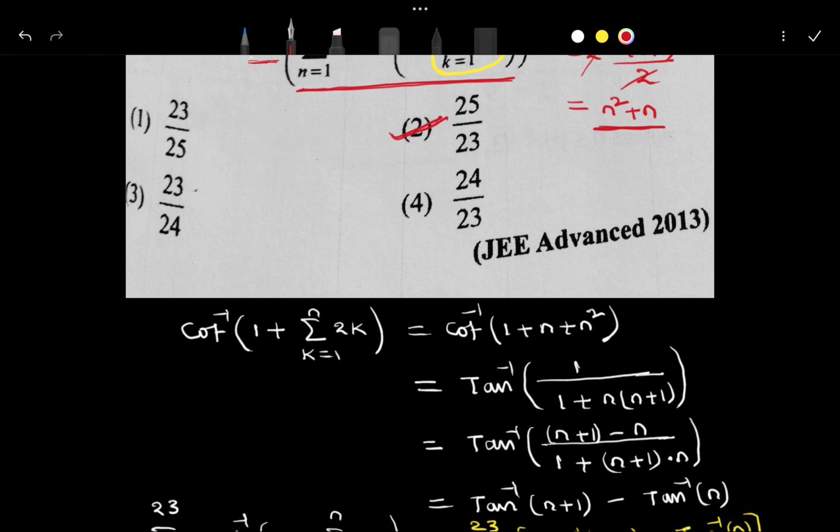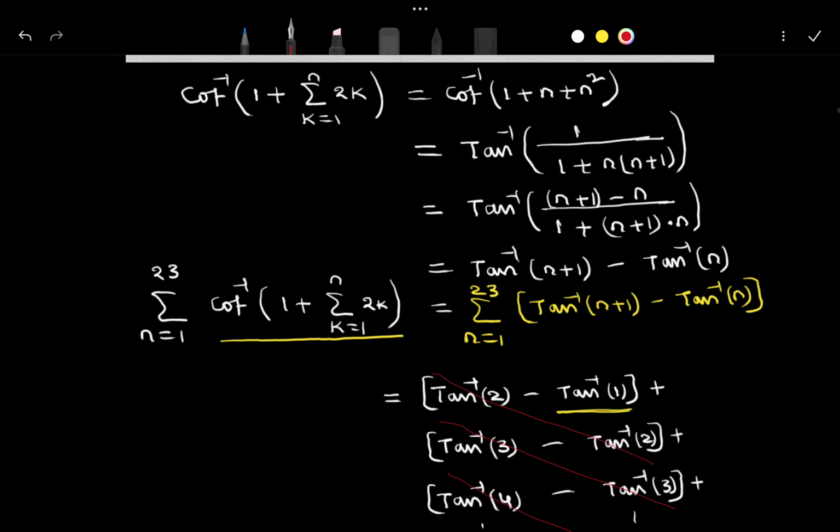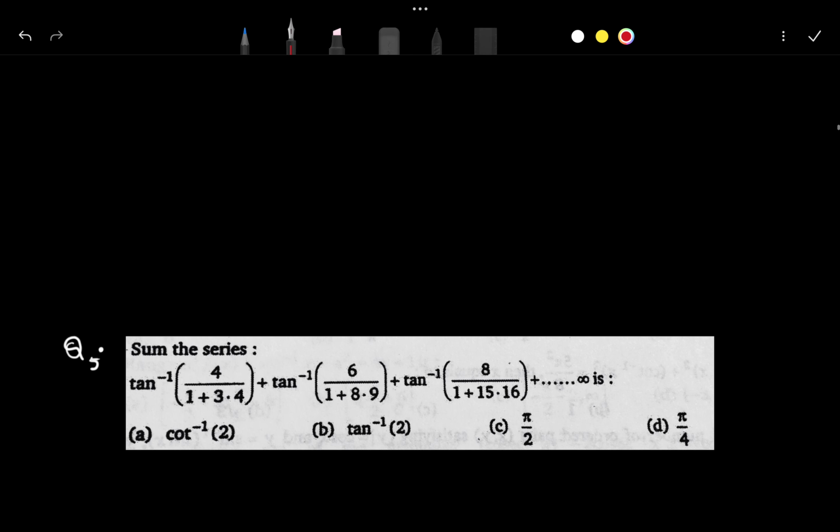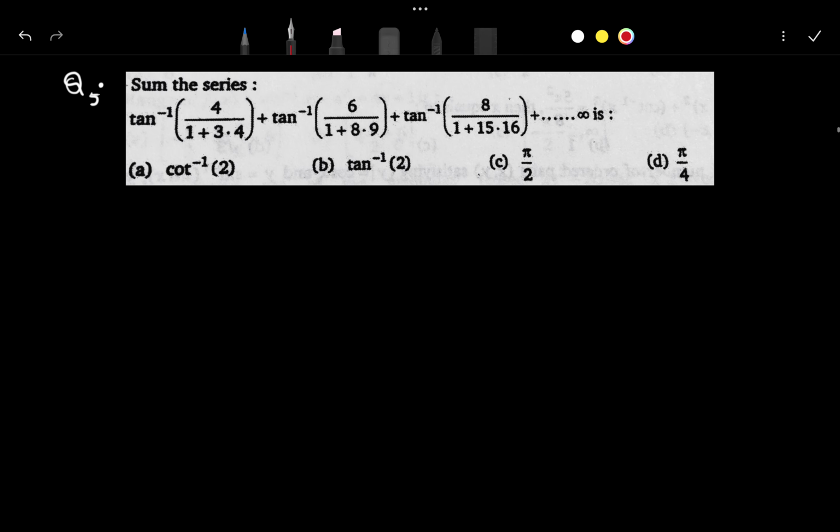Okay, so one more question we'll discuss in this same model. What is the next question? The next question is this one. All of you see this is also the same procedure, but you should be very careful while finding the general term. See in this one, observe all the numerator terms. First one is 4, next is 6, next one is 8.